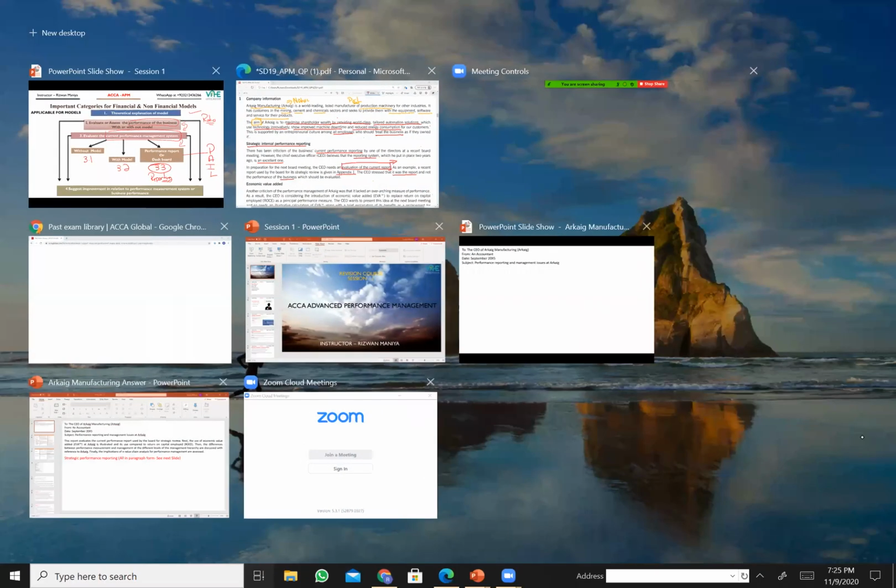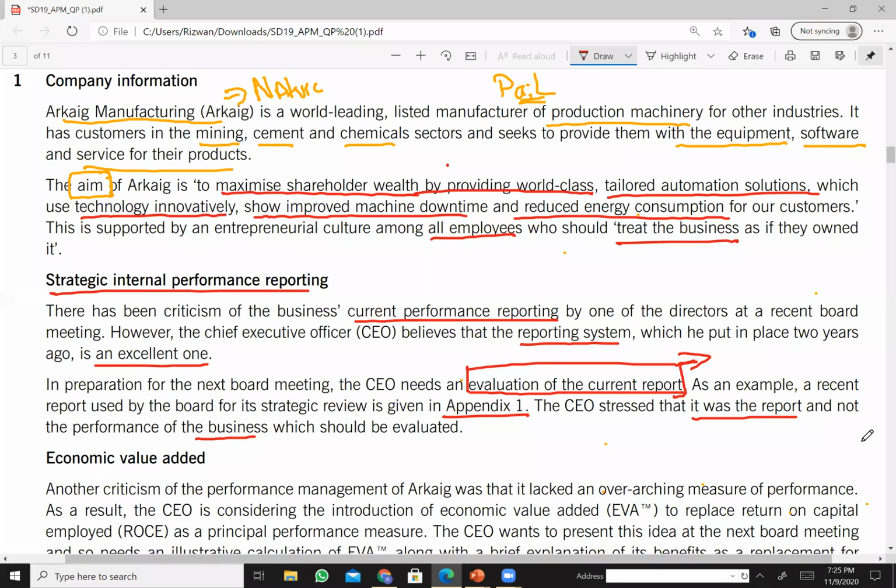So if you have understood my magical categories, you will easily understand what the CEO is actually stressing: not to assess the performance, but to evaluate the report. So this is category 3.3 using the magical categories.